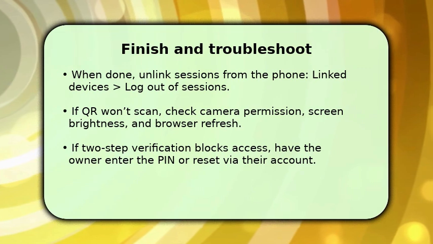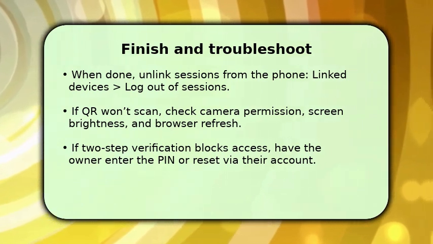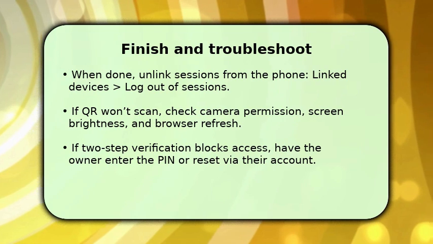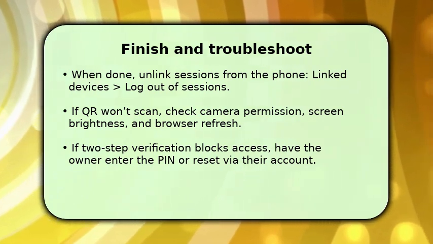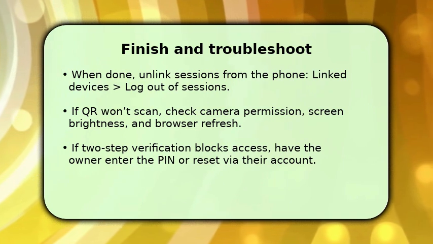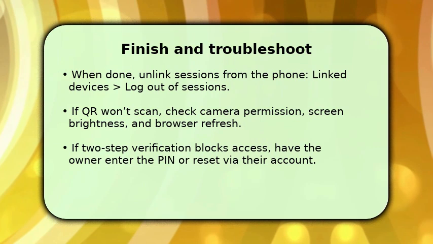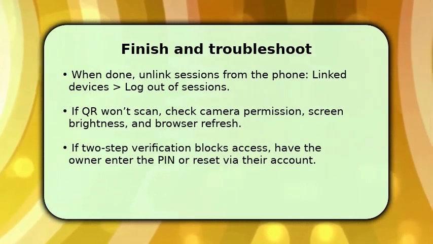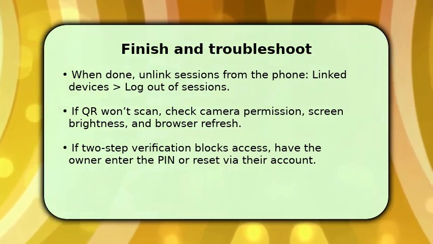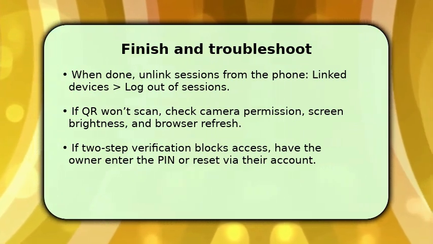If the QR refuses to scan, make sure the phone camera has permission, clean the lens, increase screen brightness, and refresh the browser. If two-step verification prevents linking, ask the owner to enter their PIN or, with their consent, follow WhatsApp's reset process. If anything goes wrong, stop. Reassess consent and security before continuing.